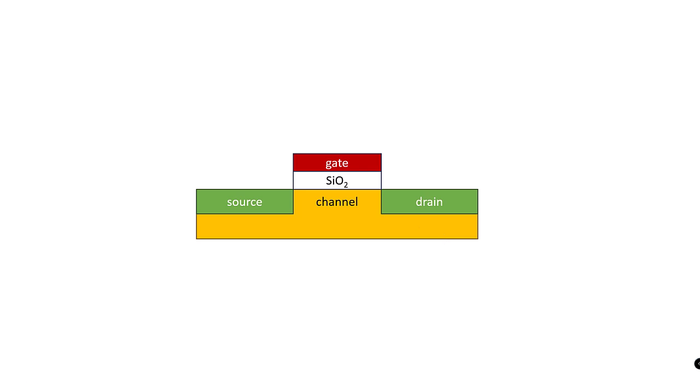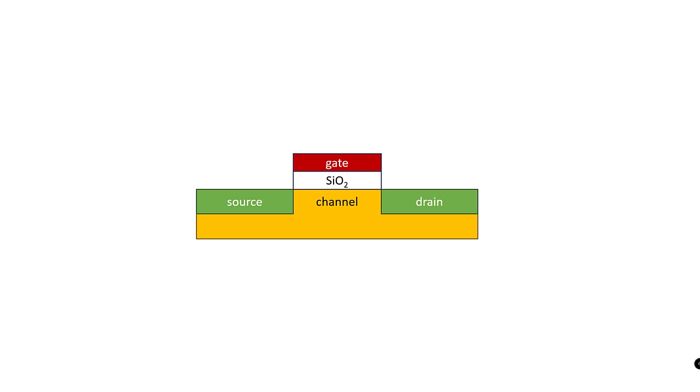This is the basic building block of digital circuits. We have a source and a drain that are connected by a channel. The channel sometimes conducts and it sometimes does not conduct current. Whether it conducts is controlled by a gate structure. The gate is separated from the channel by a thin layer of glass or silicon dioxide.